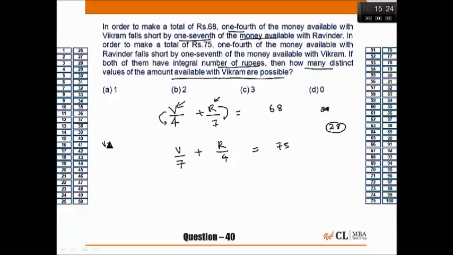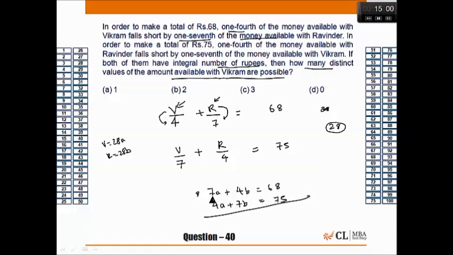So V is some 28A and R is some 28B. Okay, so that implies V is 28A. So 7a plus 4b should be equal to 68, and 4a plus 7b should be equal to 75.